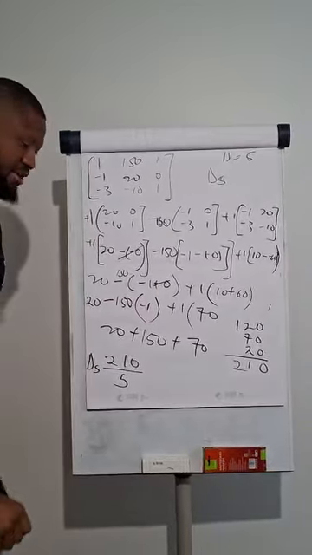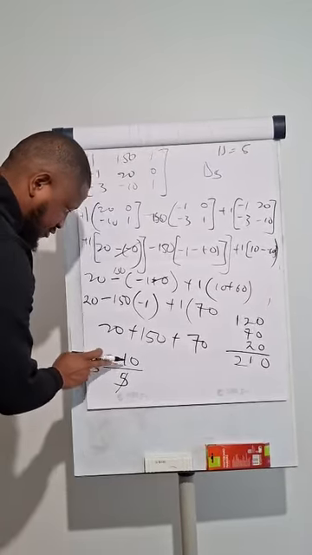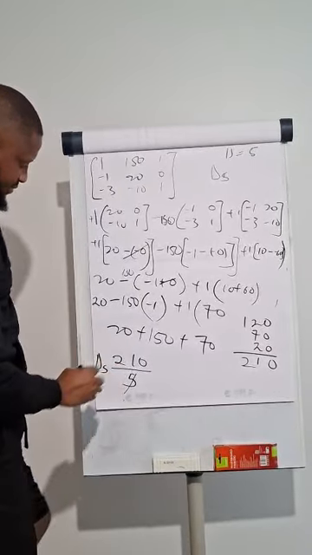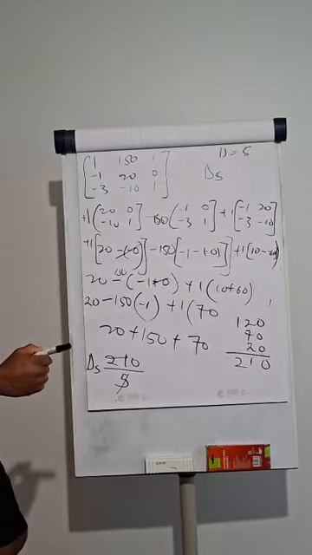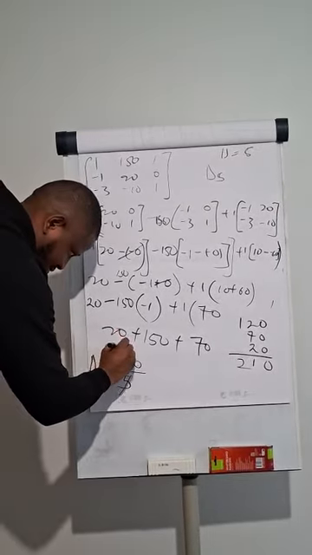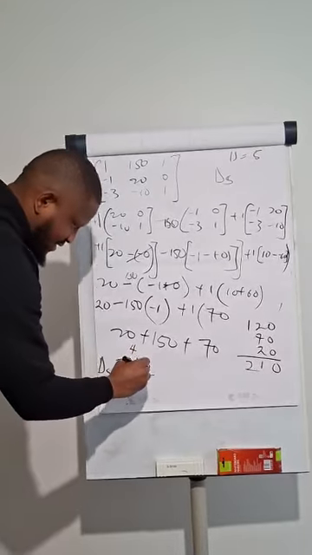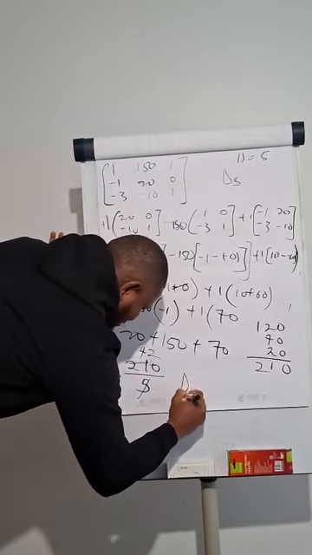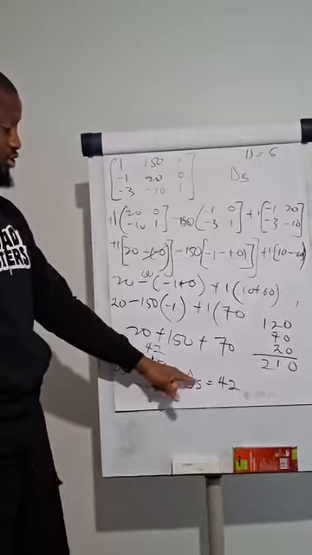So let's do that. 5 here, this is 210. 5 into 21 is 4 remainder 1. 5 into 10 is 2. So the determinant of the student is equal to 42. Meaning 42 tickets were sold to the student.